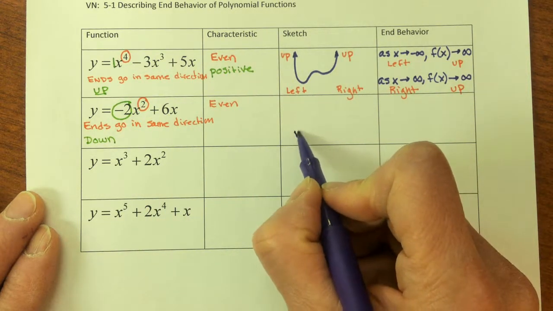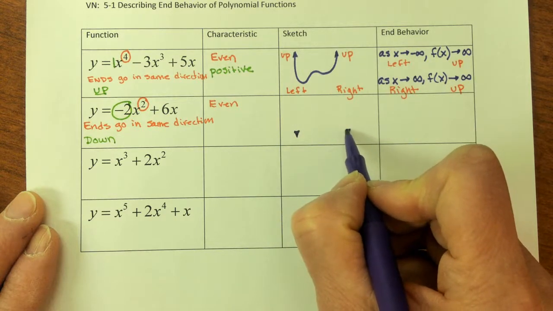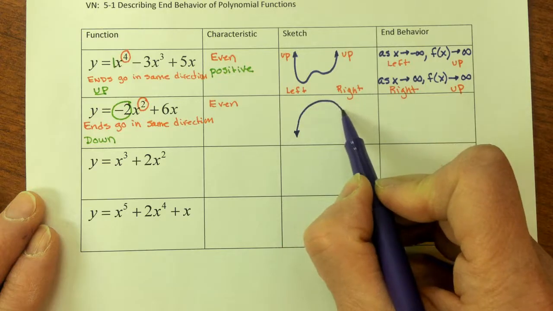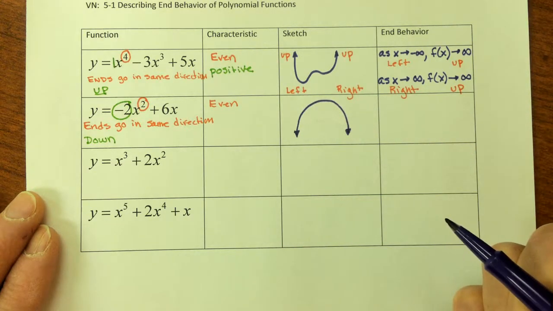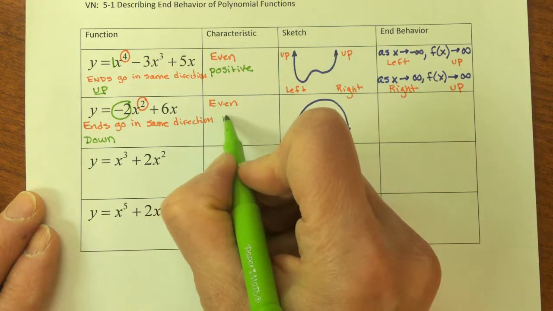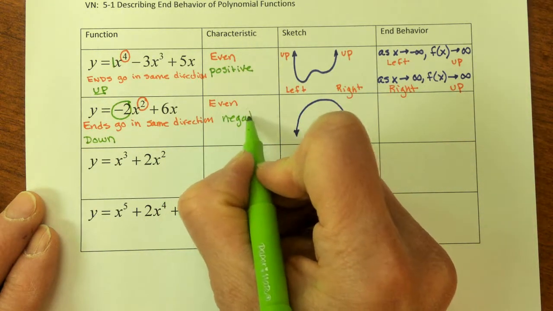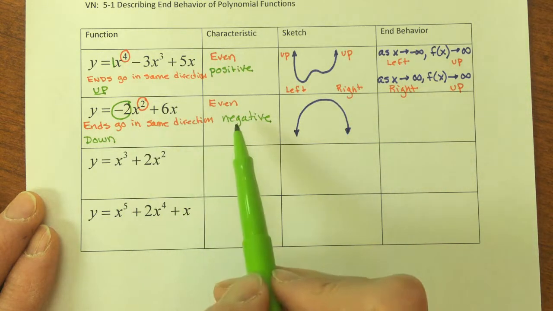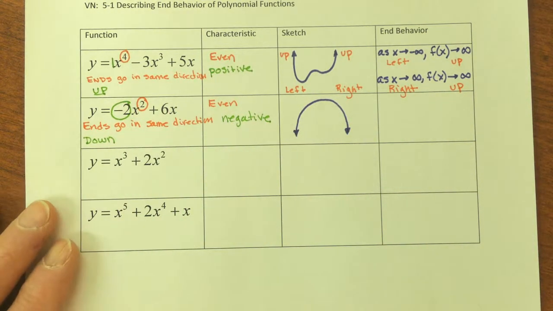That means I have an end going down and an end going down. This is a quadratic, so it's going to look something like this. Oh, I need to write here negative. Forgot to put that in. So if you notice, I'm color coding this so you can see what I'm talking about with the colors.